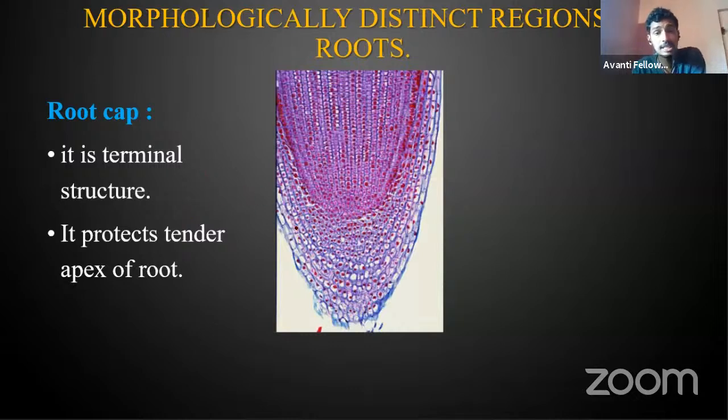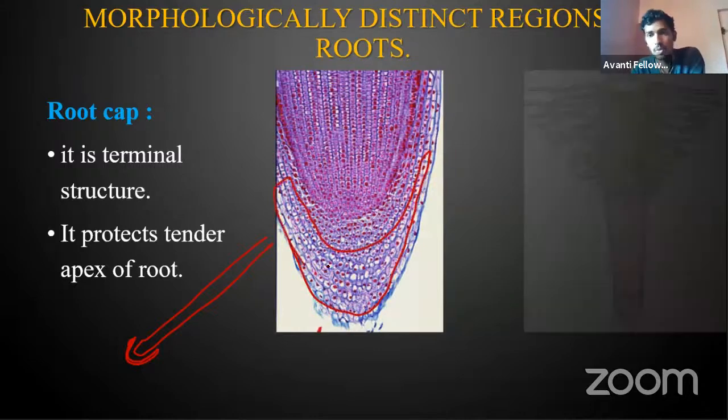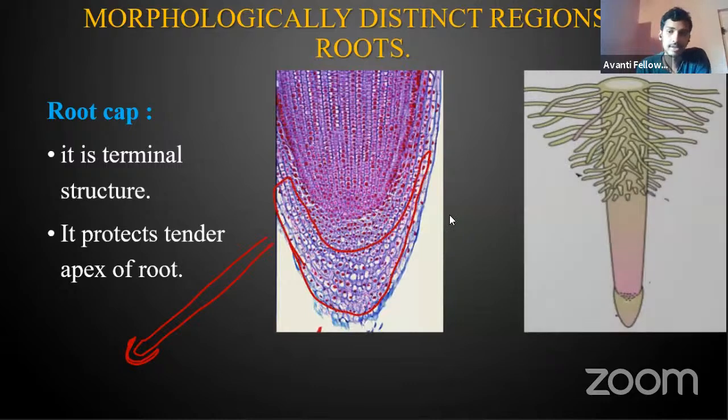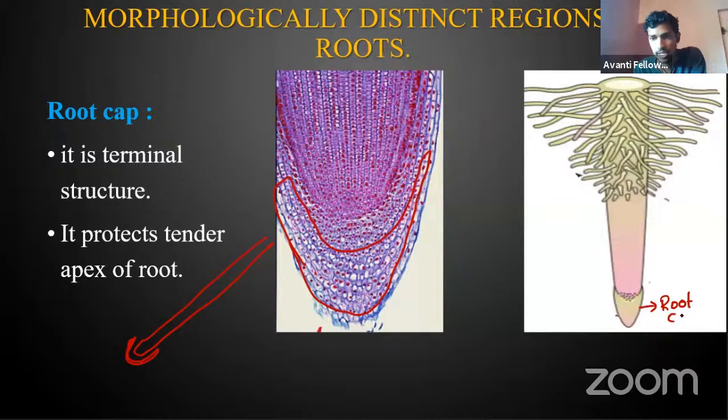It's a terminal structure. That means if I draw a root like this, here you can find the root cap. Exactly here you can find the root cap. So it's already covered here. I have another picture. In this, you can find the root cap here.